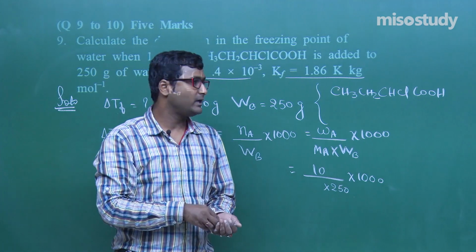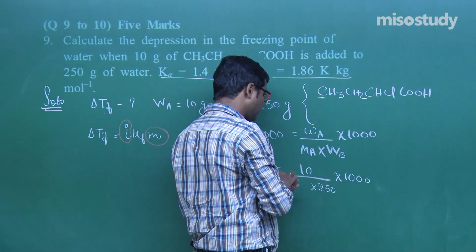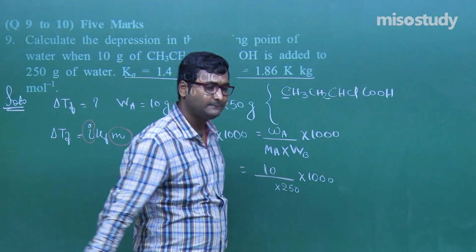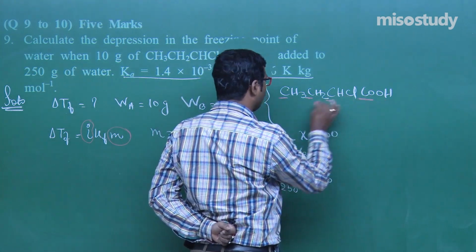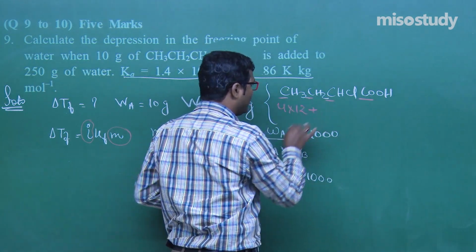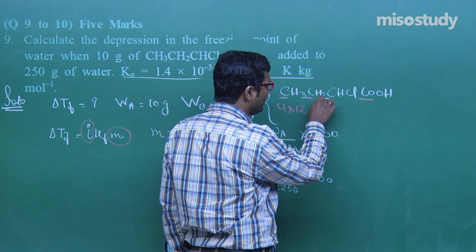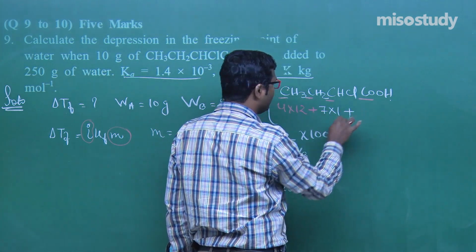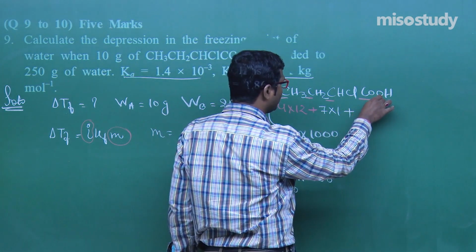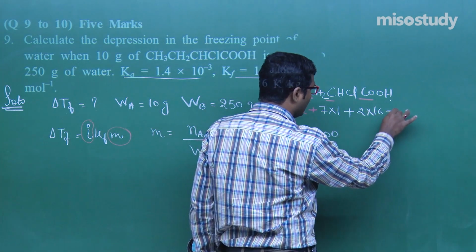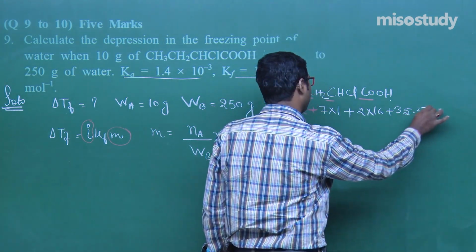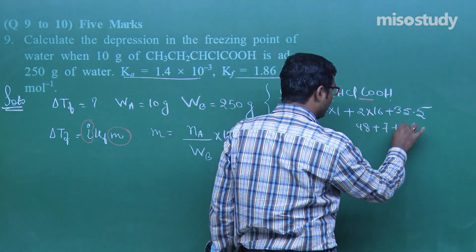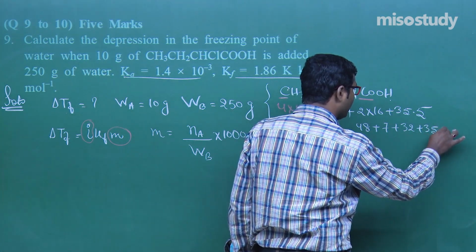Tell me, how many carbons are there here? CH3, CH2, CHCl. Clear? How many carbons? 1, 2, 3 and 4. That is 4 into 12, plus how many hydrogens are there? 3, 2, 5, 1, 6 and 7. That is 7 into 1. How many oxygens are there? 2. That is 2 into 16. How many chlorine are there? Only 1, 35.5. So that is 48 plus 7 plus 32 plus 35.5.